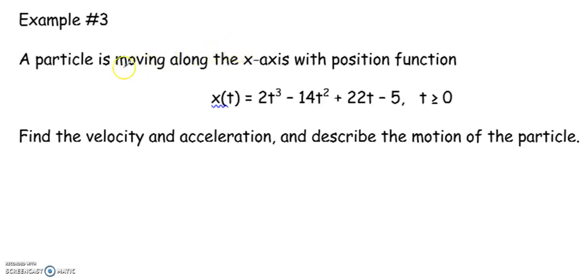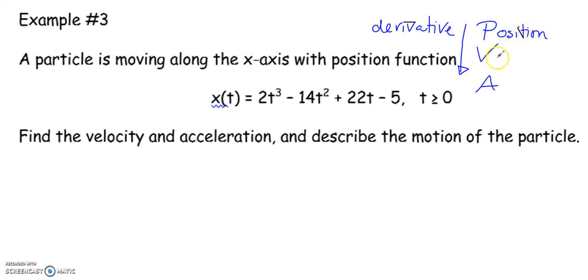Okay, so here we're going to be looking at a particle motion problem. This is going to sound a lot like physics, but you need to know three letters: P, V, and A. As you move down, you're going to take the derivative. P stands for position, and the derivative of position is velocity. The derivative of velocity is acceleration.